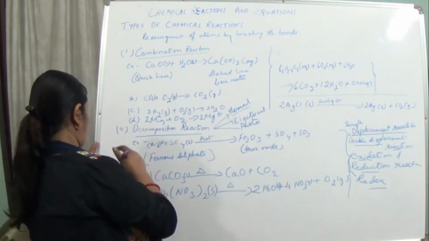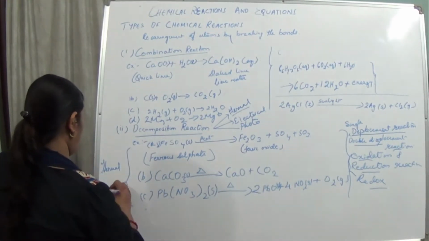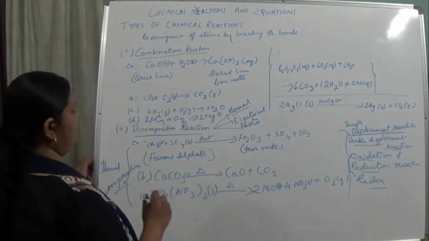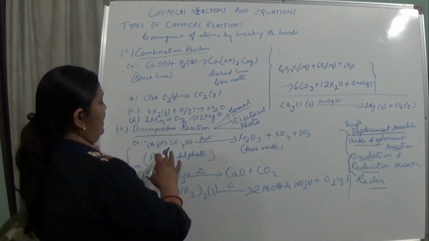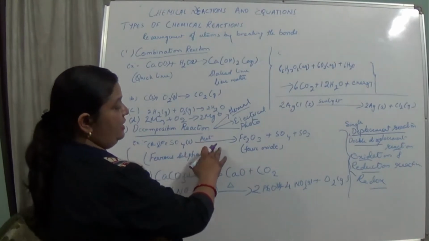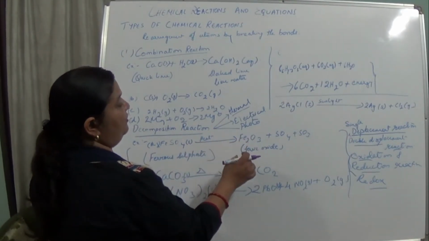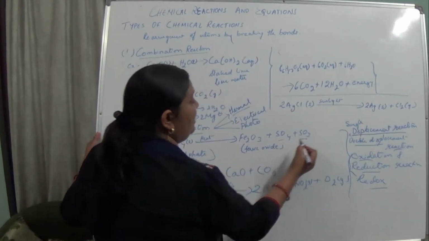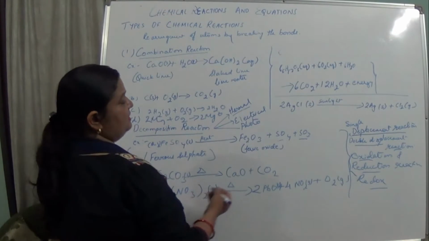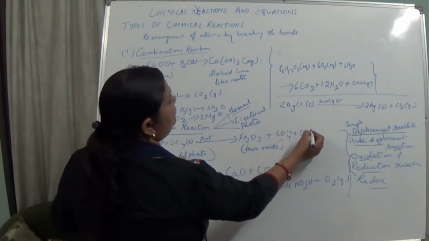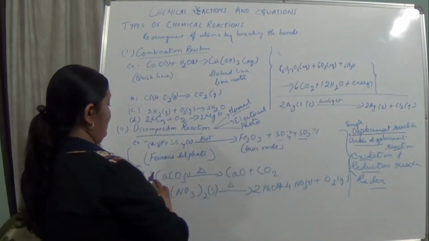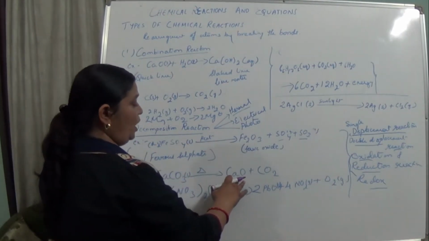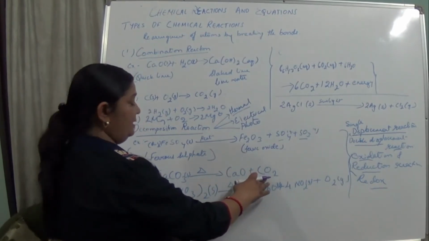So first I am taking the example of thermal decomposition. The first example is of ferrous sulfate, FeSO4. When we heat it, it breaks down into ferric oxide, Fe2O3, plus sulfur dioxide and sulfur trioxide. You can see over here these are in the gaseous form. Next, calcium carbonate, when we heat it, breaks into calcium oxide and carbon dioxide.